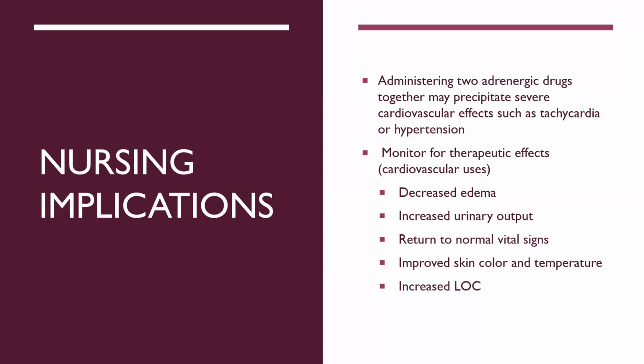You want to watch for therapeutic effects, things like decreased edema, increased urinary output, return to normal vital signs, improved skin and temperature, and increased level of consciousness. So one of the things that was really neat in the ICU though to see is you could always tell your patient was getting better if they had increased urinary output, because that means that instead of trying to hold everything in to keep their pressure up, their body could actually release that urinary output. So that's something that I would always look for, is to see how's their urine doing.